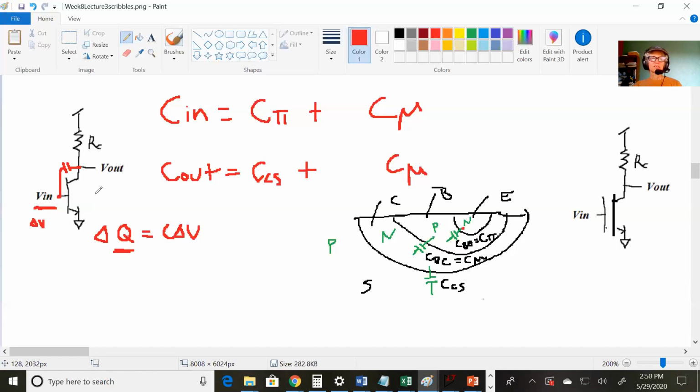Okay. So let's look at what happens here. If this goes down delta V, how much does V out move? Let's say the gain of this thing is A V. How much does V out move?